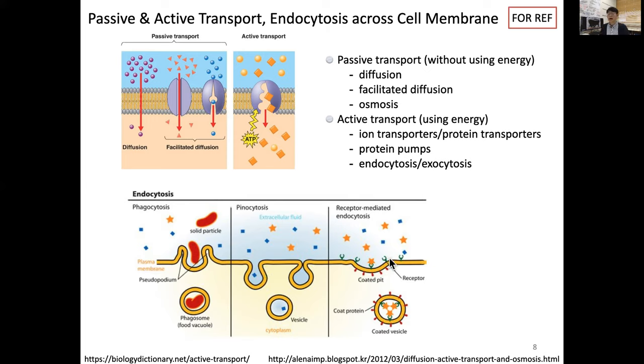Or our cell membrane has specific receptor types, and that specific receptor binds to molecules, so-called ligands, then they will create a coated pit and receptor-mediated endocytosis happens. So they grab this and get inside our cell.